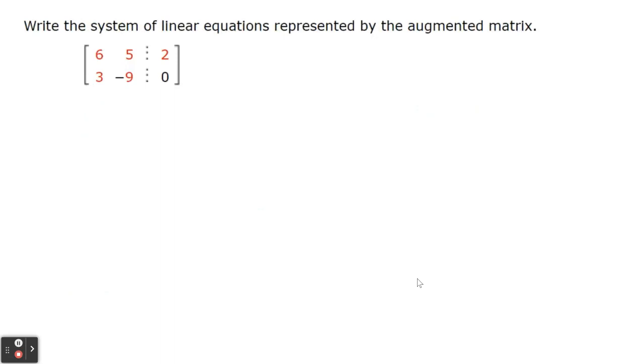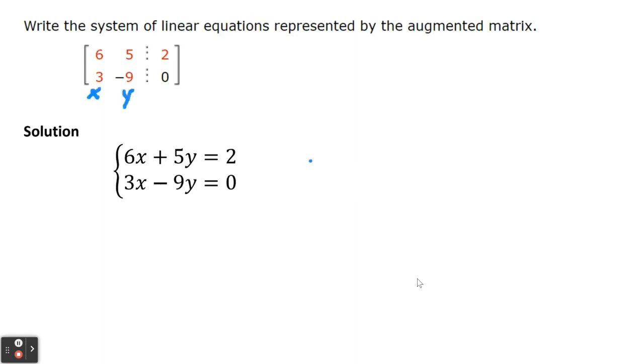Now write the system of linear equations represented by the augmented matrix. Whenever you have systems like this, the first numbers are representing the x and the second numbers are representing the y. So here our first numbers are x, this is our y, and then these are our constants. So we're going to have, the 6 would be for x, so we write 6x. The 5 would be for y, so we write 5y. And then our constant is 2. And then the second equation is the second row, so we would have a 3x, a -9y, and then we have the 0.